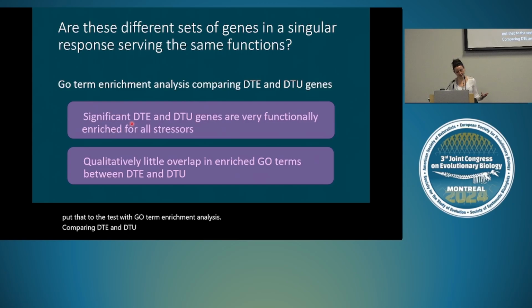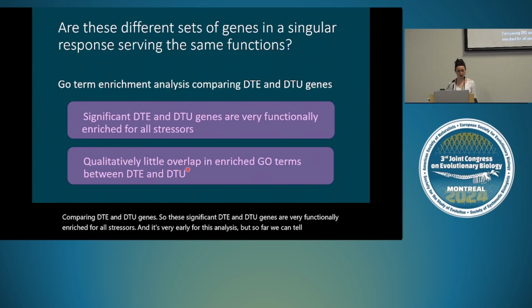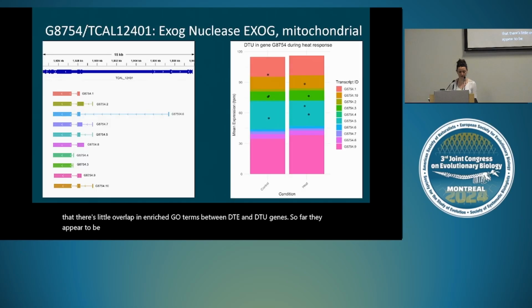So these significant DTE and DTU genes are very functionally enriched for all stressors. And it's very early for this analysis, but so far we can tell qualitatively that there's little overlap in enriched GO terms between DTE and DTU genes. So far they appear to be serving different functions.